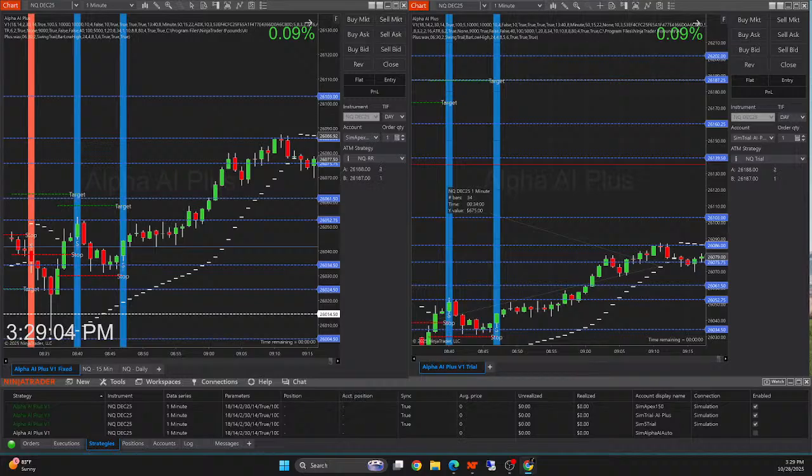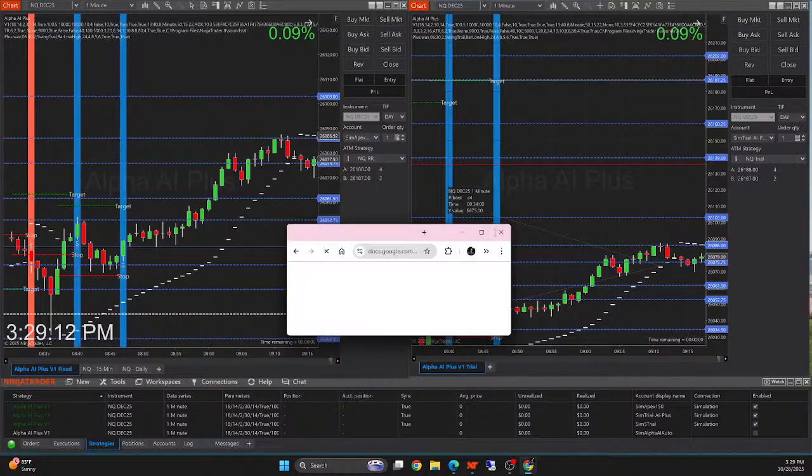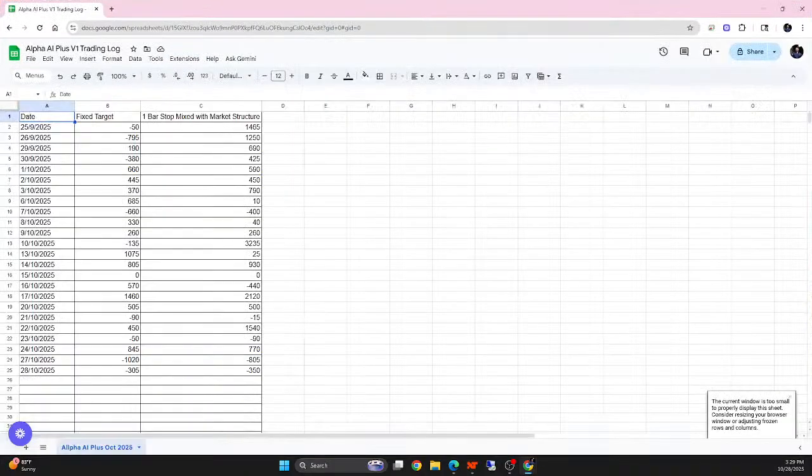So the result I'm showing you now is the result since September 25th, trading from the market open until 11:40 Eastern. This is using the market structure. This is the fixed target since September 20th. This is a live trade, by the way.